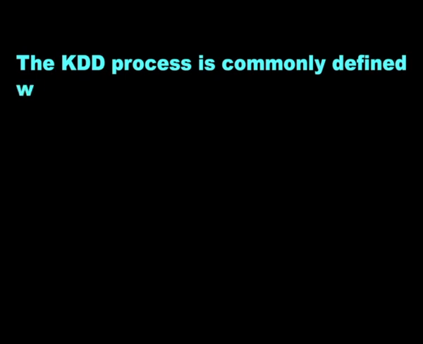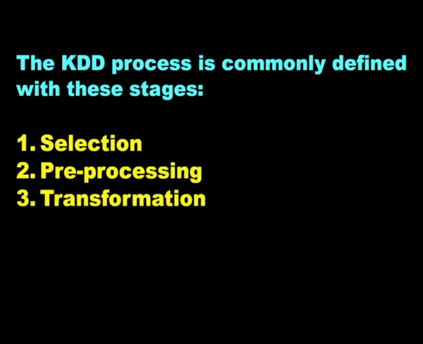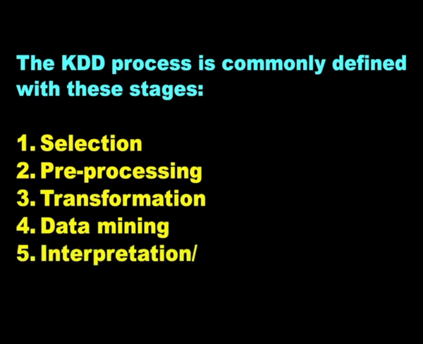Types of processes in data mining. Now, let us see the main steps which are involved in the process of data mining. The KDD process is commonly defined with these stages. The first one is selection, the second one is pre-processing of the data, the third one is transformation of data, the fourth one is data mining, and the fifth one is interpretation or evaluation of the results acquired.